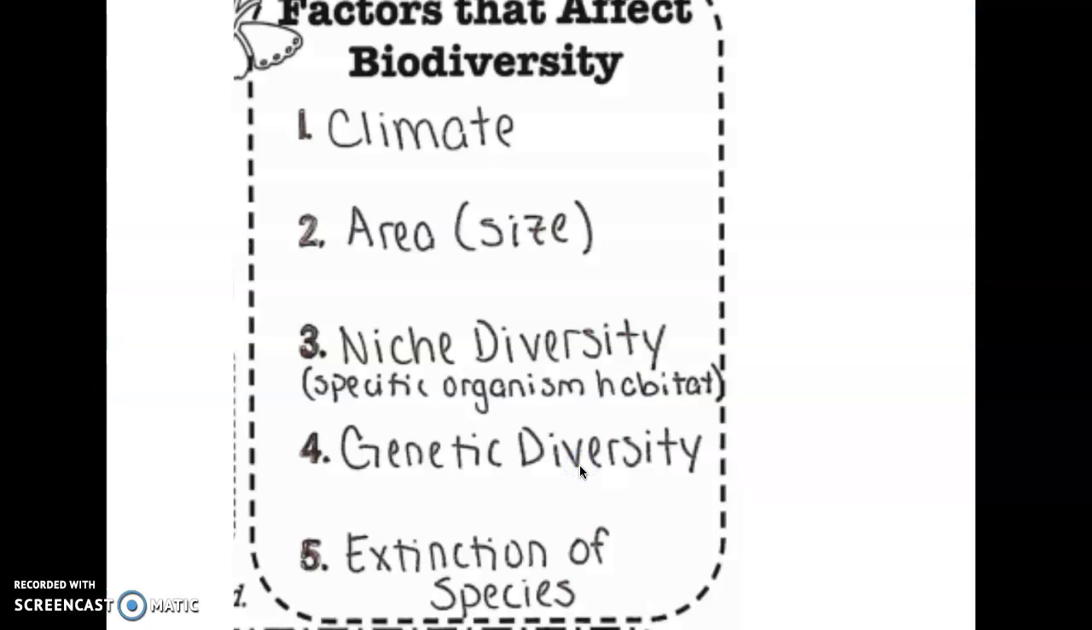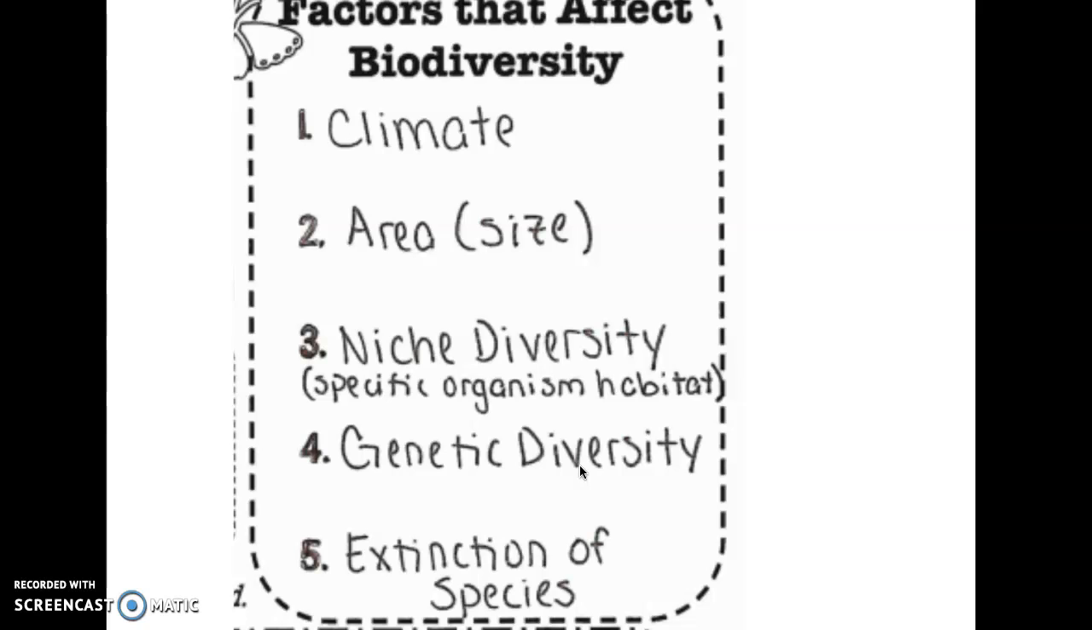Factors that affect biodiversity, climate for sure. When we studied our climate change unit, we learned that certain organisms like a certain climate. If my climate changes at all, that can affect my biodiversity. Not only that, usually we find more biodiverse ecosystems in warmer areas. Generally, our colder climates aren't as biodiverse, although that's not always true.